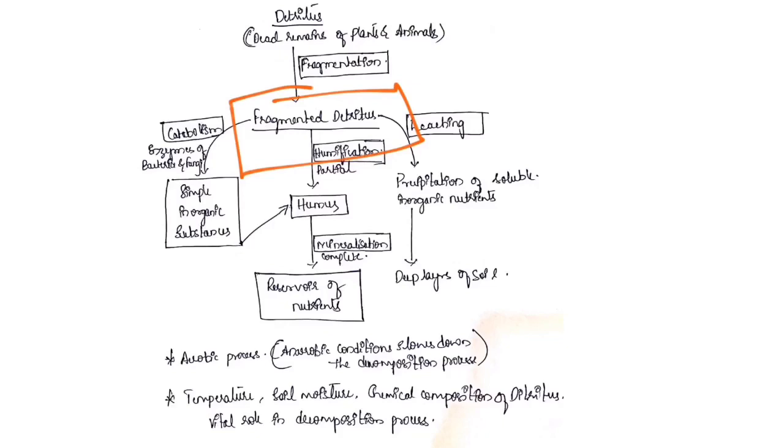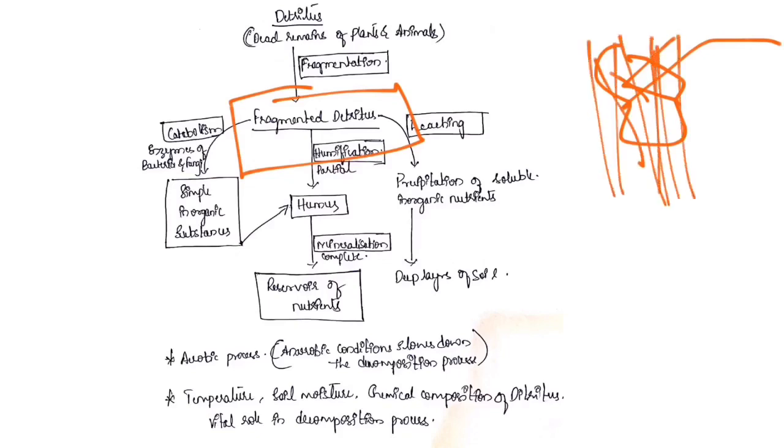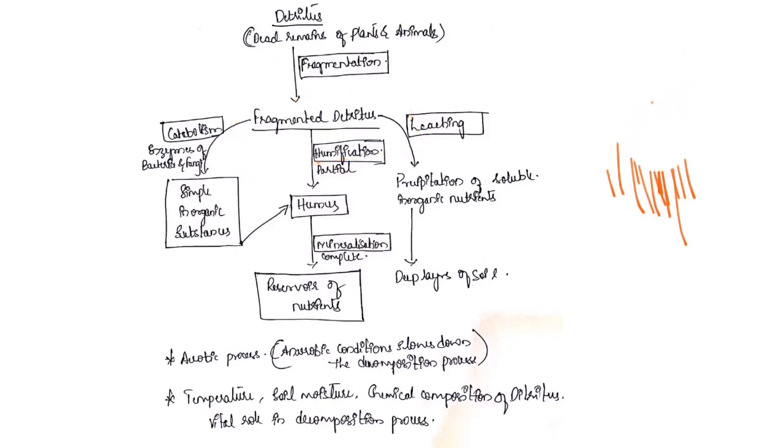What happens in fragmentation? If any dead material is there, then the macroorganisms, not microorganisms, attack and make fragments. They break this large dead material into simpler, fragmented pieces. That is known as fragmentation, the first step. The detritus is divided into fragments by detritivores, which are millipedes, centipedes, crustaceans, etc.